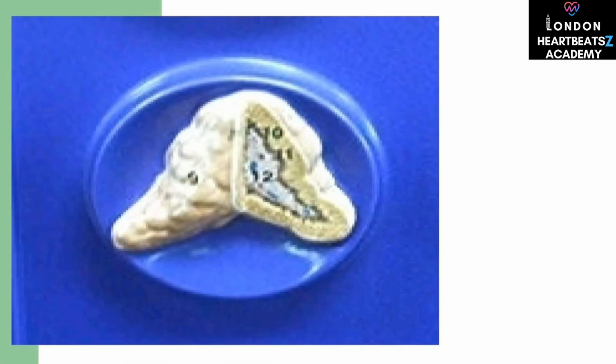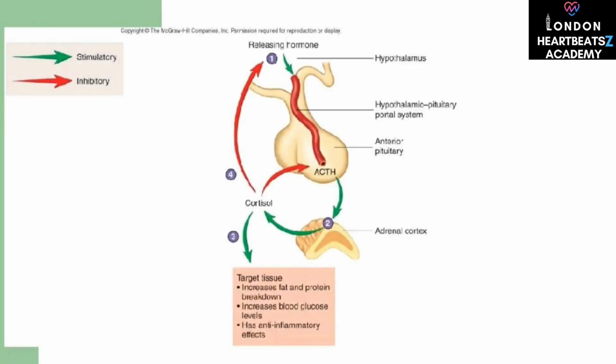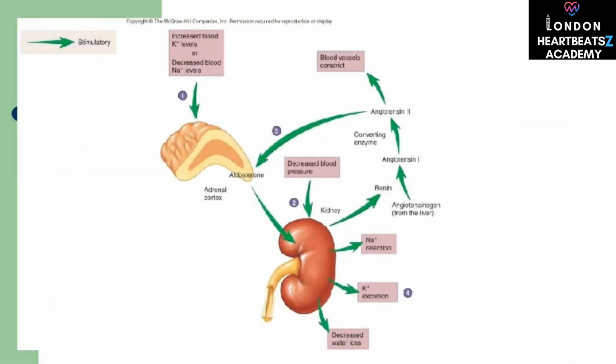This image shows a cross-section of the adrenal gland, highlighting its structure. The regulation of cortisol secretion is shown here. Cortisol from the adrenal cortex is involved in a negative feedback loop with the hypothalamus and pituitary gland. Cortisol's effects include increasing fat and protein breakdown, increasing blood glucose levels, and providing anti-inflammatory effects.